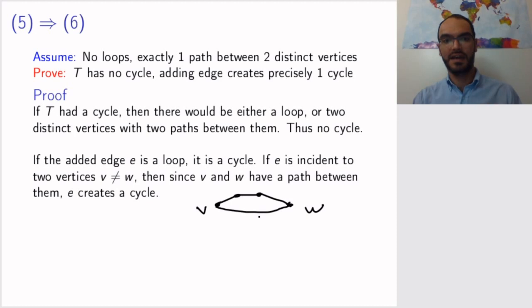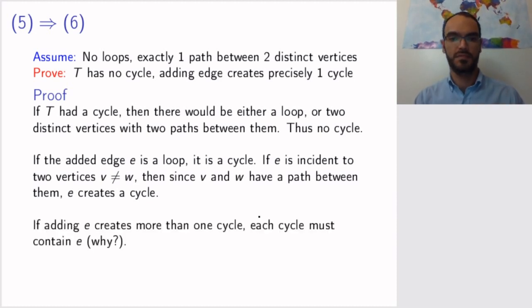Now we need to prove that adding an edge doesn't create more than one cycle. So assume it does. Assume that several cycles are created by adding this edge E. Then each of these cycles must contain our edge E. Think and pause why this is the case. Well, the reason is that in our graph, we had no cycles because we had exactly one path between two distinct vertices. So since our original graph has no cycles, all the cycles that can appear when we add the edge E must contain the edge E, because a cycle without the edge E is the same thing as a cycle that was there from the beginning, and we don't have those.